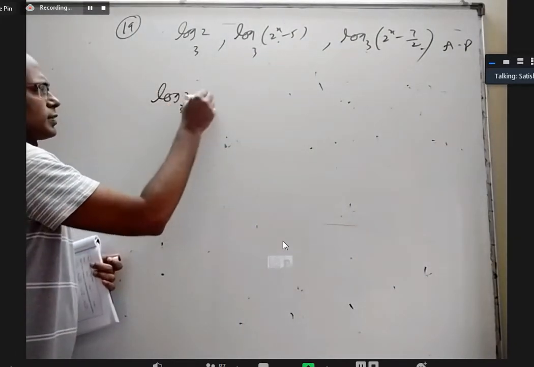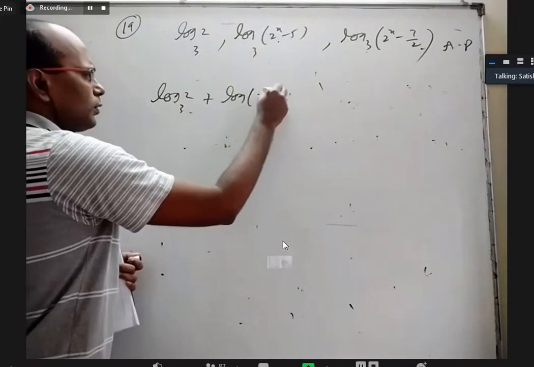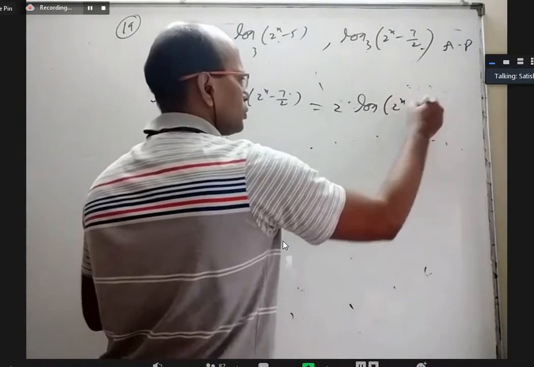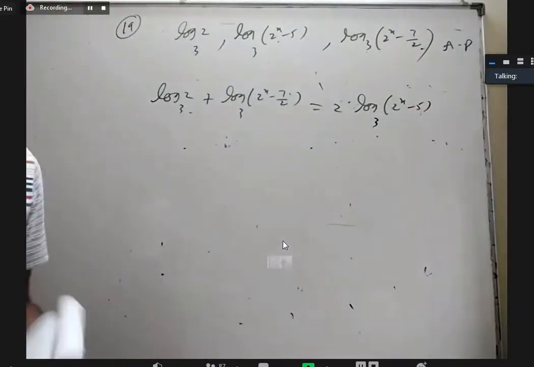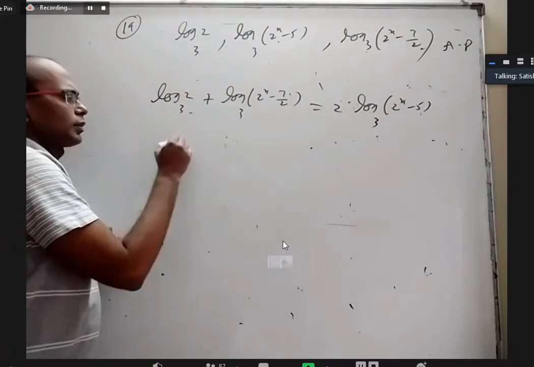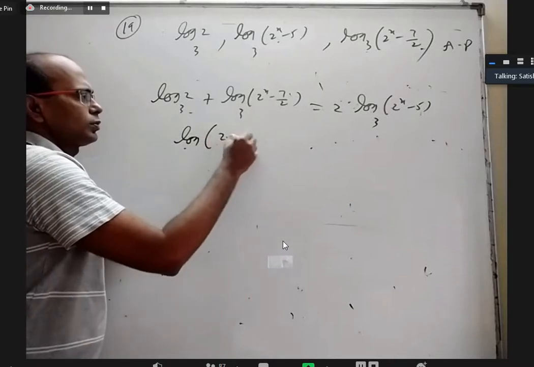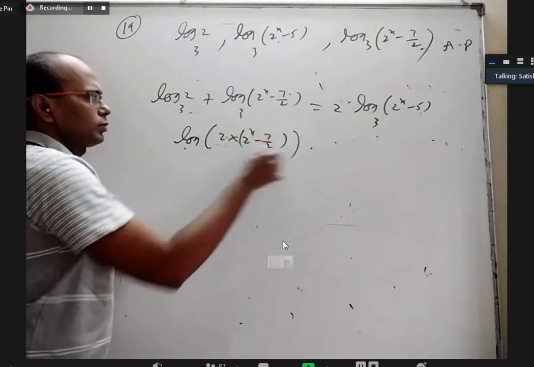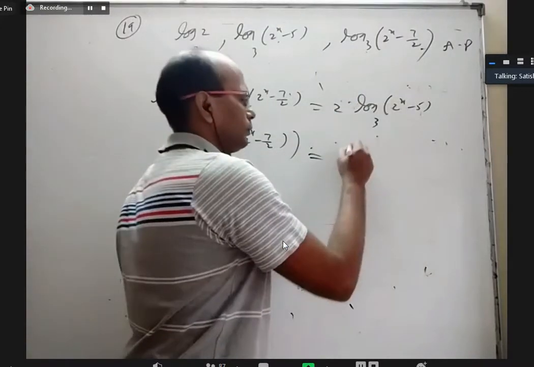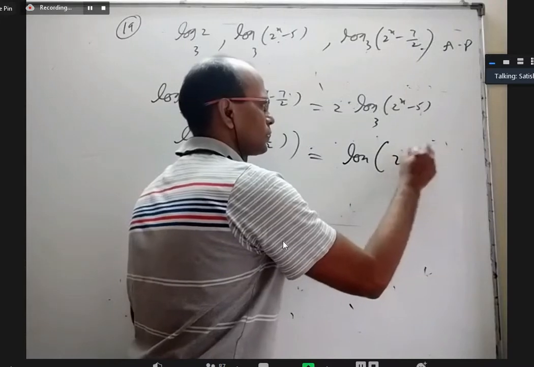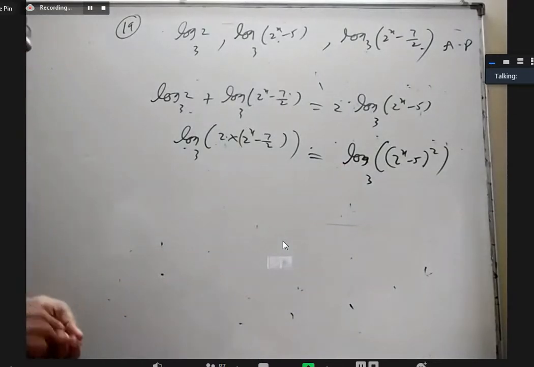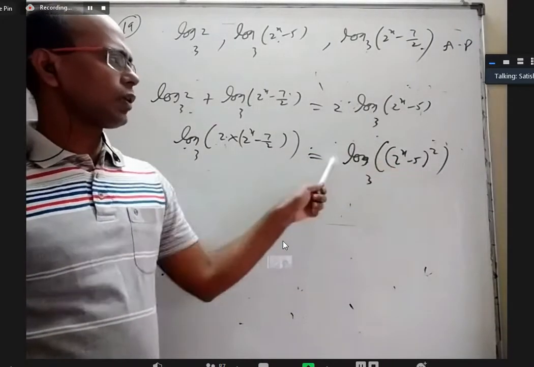So log 2 base 3 plus log 2 power x minus 7 by 2 base 3 equals 2 times log 2 power x minus 5 base 3. Log a plus log b you can write as log ab. So it is log of 2 into 2 power x minus 7 by 2 base 3. And the 2 I can take as a power: I'll get log of 2 power x minus 5 whole square base 3. Log a power m is m log a.